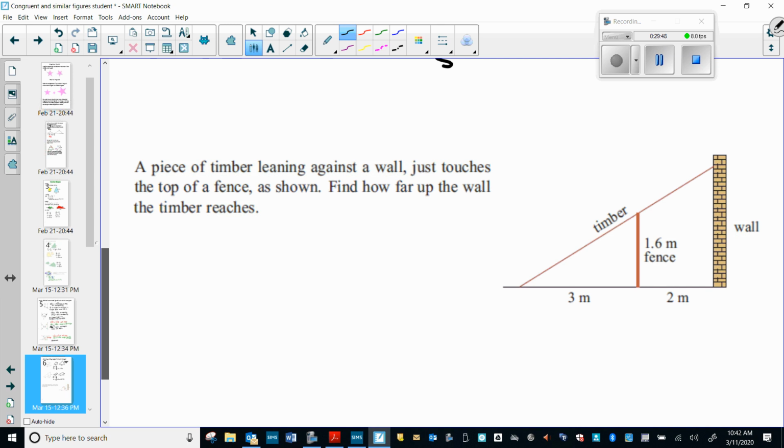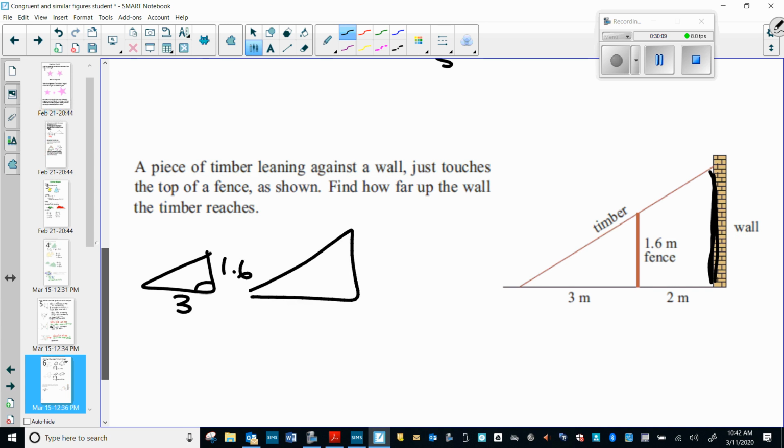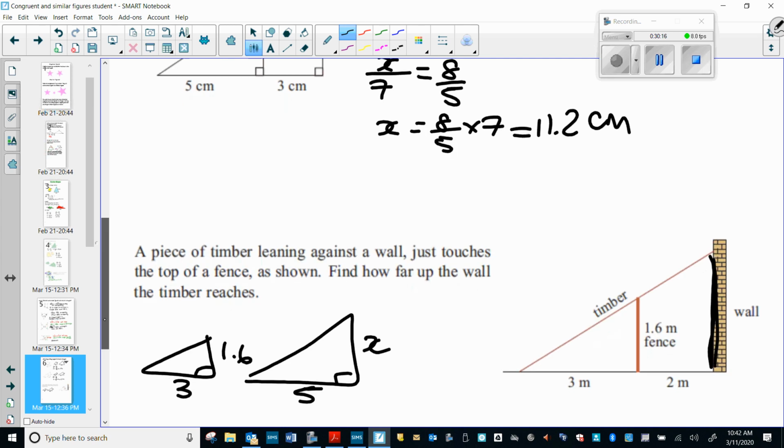So we can see that we've got a wall there, we've got the timber, we've got a 1.6 fence, and we've got the measurements that they are away from it. We need to find out how far up the wall the timber reaches. So essentially we need to find this measurement here. Okay, so we're going to draw our two triangles. This would be 1.6, this would be 3. This would be x, this would be 5. Okay? And Josie, what statement would I make here?